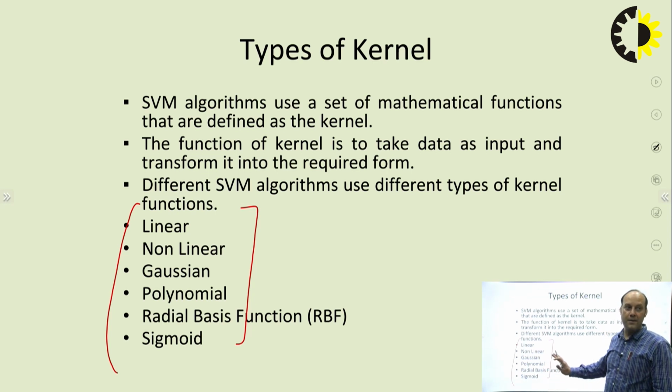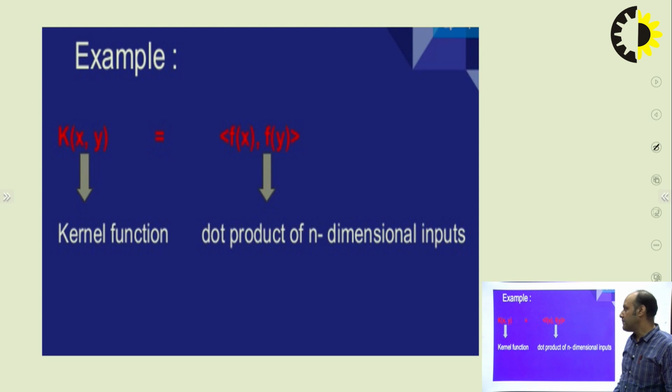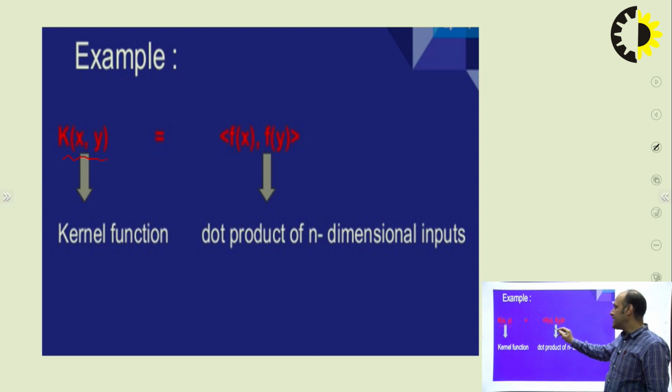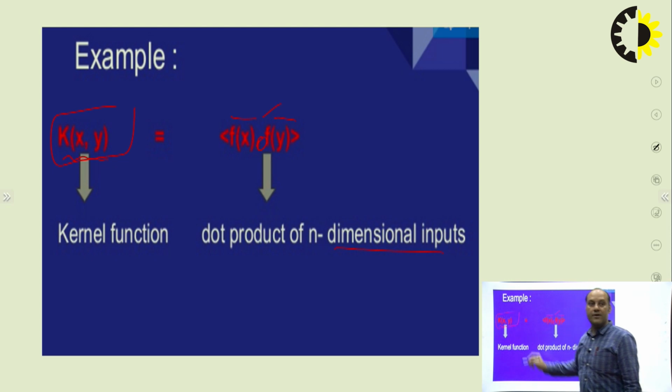So these kernels play a very important role in finding out the values of that hyperplane, right? So number one, for example, the kernel function is defined as a function k of x, y. How is it defined? It is defined as the dot product of n dimensional inputs, f(x) dot f(y), where f(x) and f(y) are n dimensional. On the basis of that, we will define the kernel function, right?